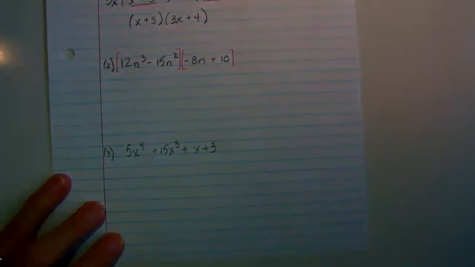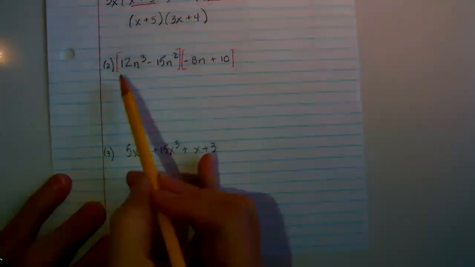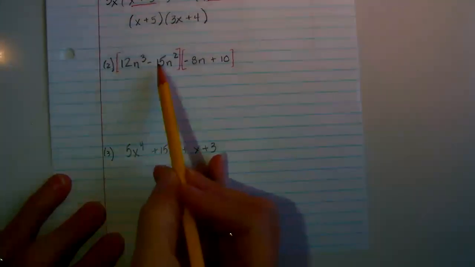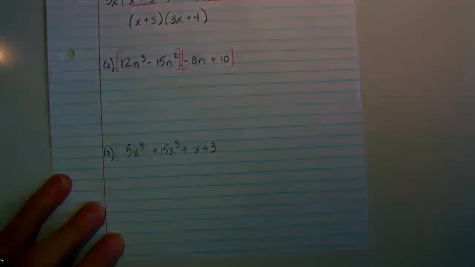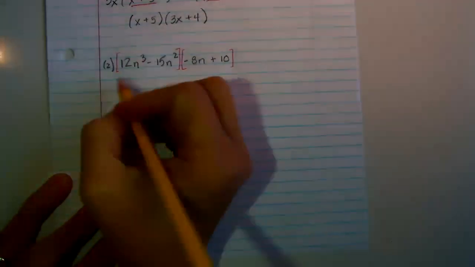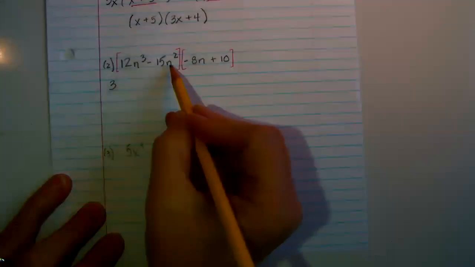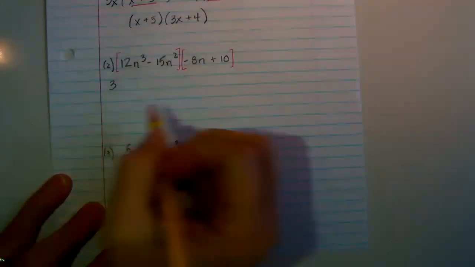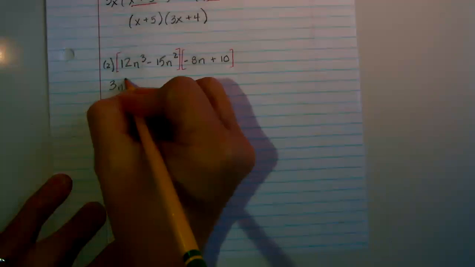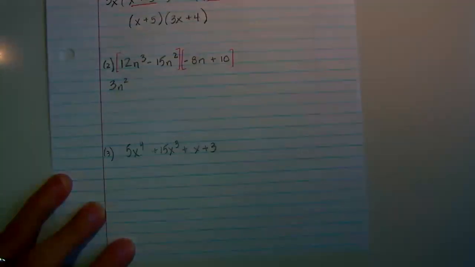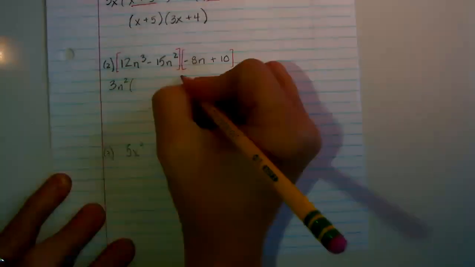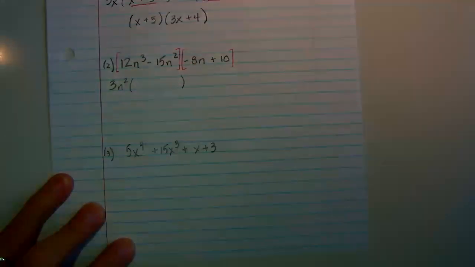So in the first group here, as far as my numbers, I do see a 12 and a 15. So I do believe number-wise, we have a 3 in common for both of those. And as far as my variables, here I have an n to the 3rd, here I have an n squared. So again, as far as my variables, we have n squared in common. All right, so again, I'm going to write that out in front, and one piece at a time, we go ahead and divide.